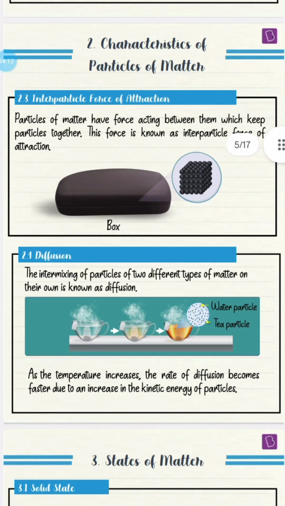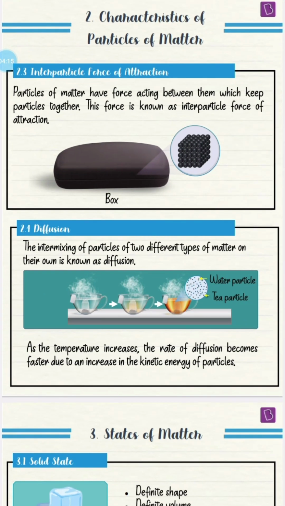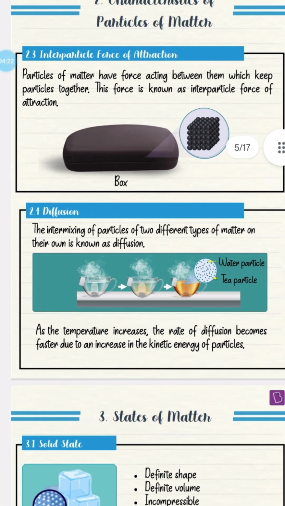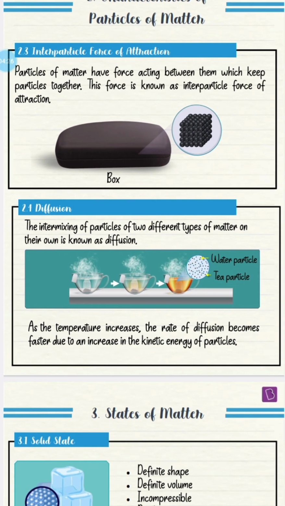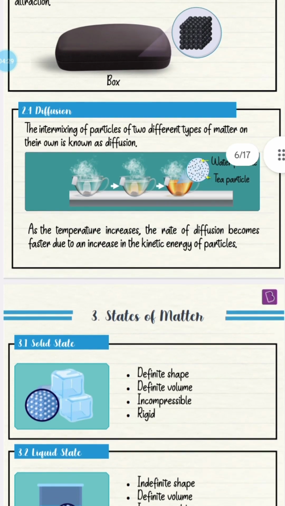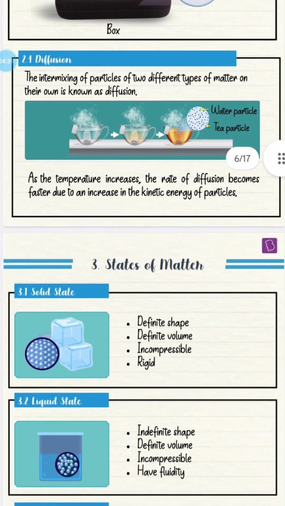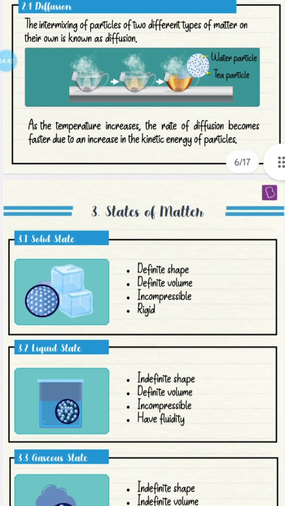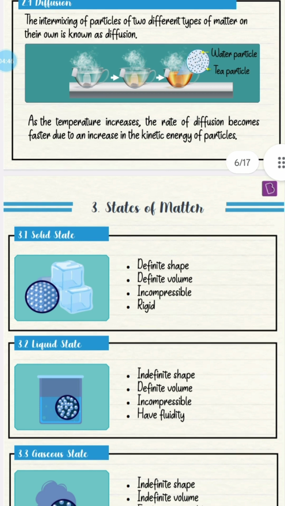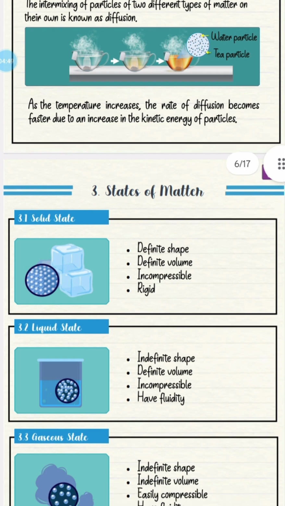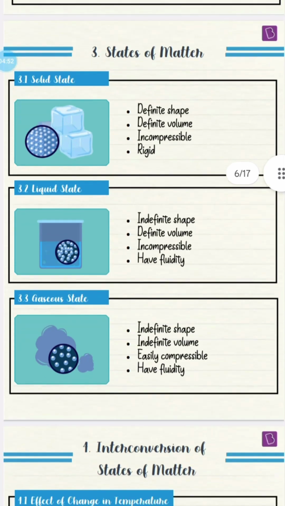Then we have interparticle force of attraction. Particles of matter have a force acting between them which keeps particles together, and this force is known as interparticle force of attraction. That is, particles of matter attract each other, right? Then we have diffusion. The intermixing of particles of 2 different types of matter on their own is known as diffusion, the spontaneous intermixing of particles of matter into each other. As the temperature increases, kinetic energy increases, that is, motion increases, and since the motion increases, the diffusion also becomes faster.